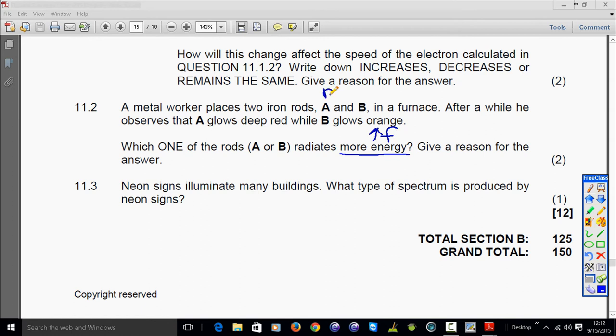Now we all know it's red, orange, and so on until we get to violet. Now violet is closer to your ultraviolet, which is your higher frequency side of your electromagnetic spectrum. Then red will be on the lower frequency side of your spectrum, and that means that red is on the lower side and orange is on the higher side, and if the frequency of orange is higher, then it means it will give off more energy. So our answer will be orange, that's how you need to answer it, and then the reason will be orange has a higher frequency than red.